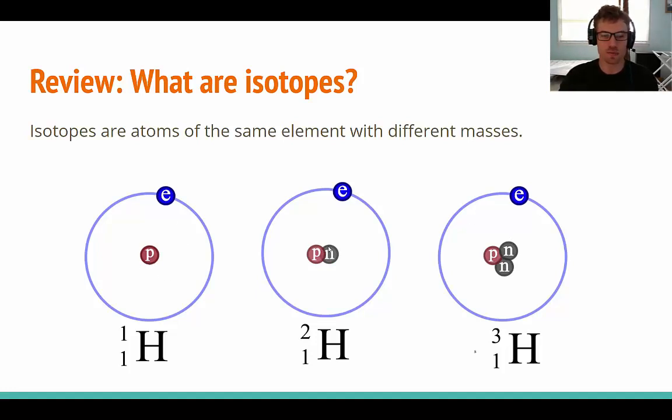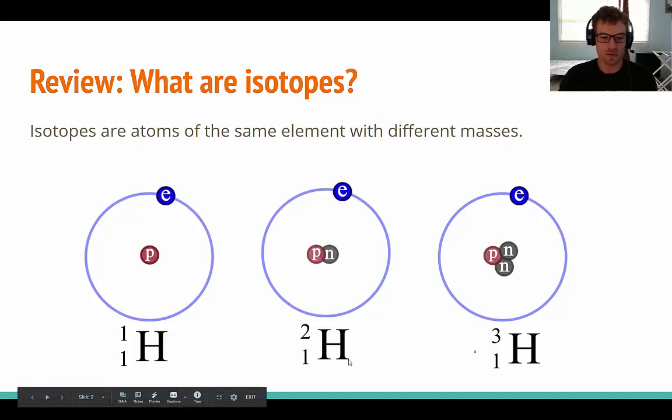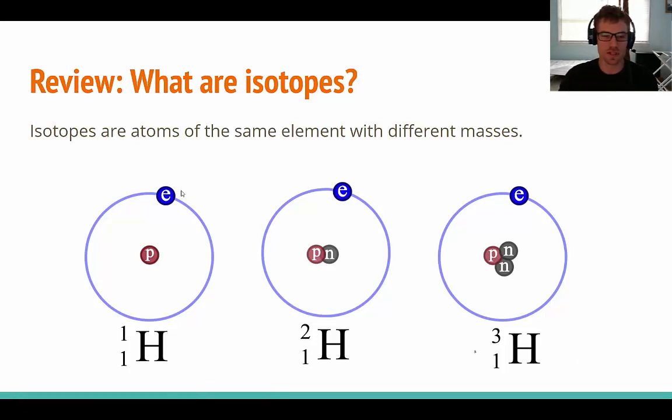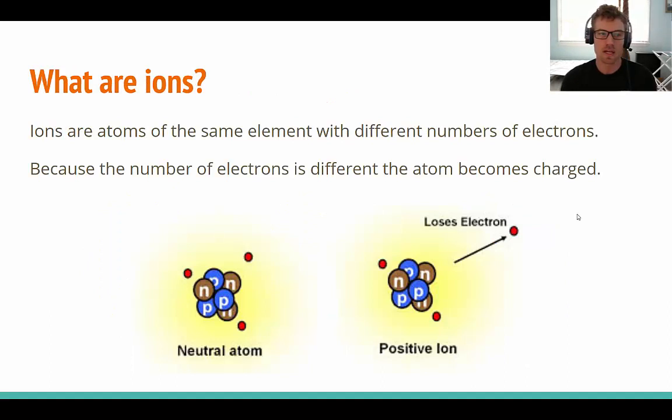Remember that we've said that the number of protons is the defining characteristic of a specific element. So hydrogen is always going to have 1 proton, right? And because these are neutral atoms, they're also going to have 1 electron, but the number of neutrons can be different. So let's talk about ions.